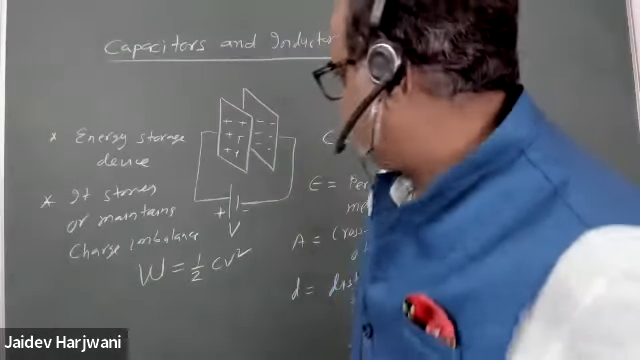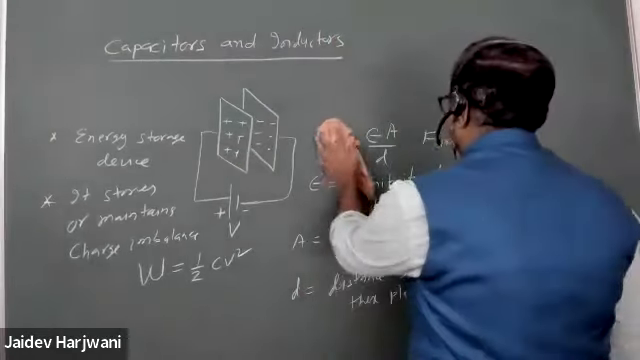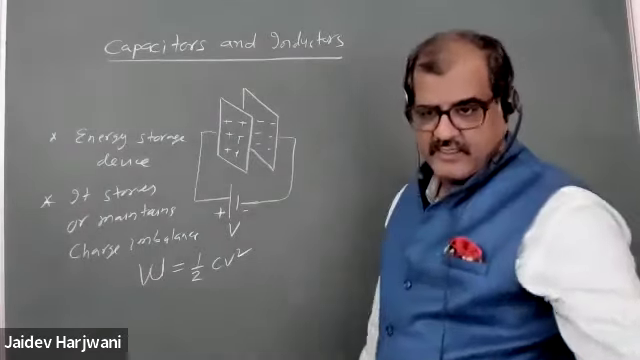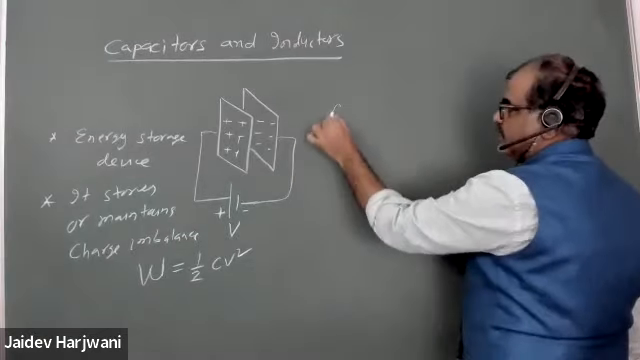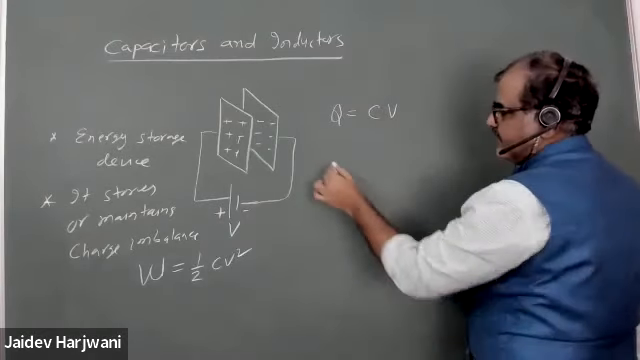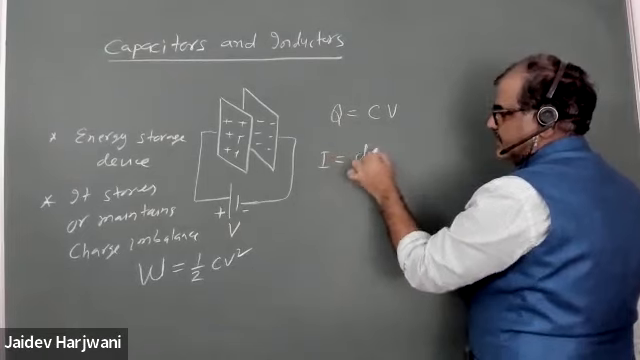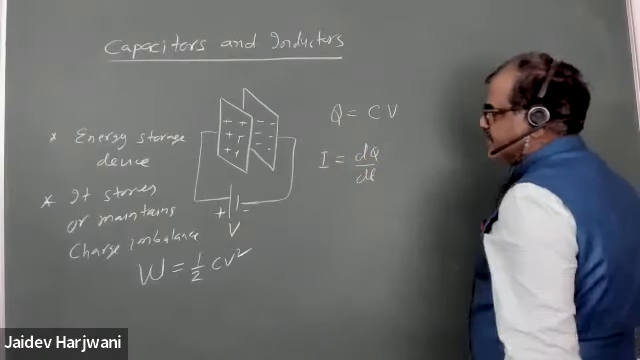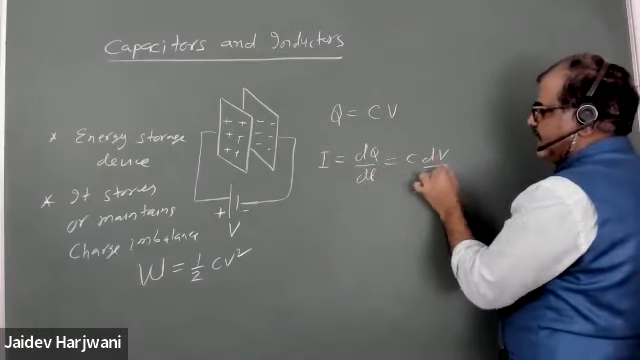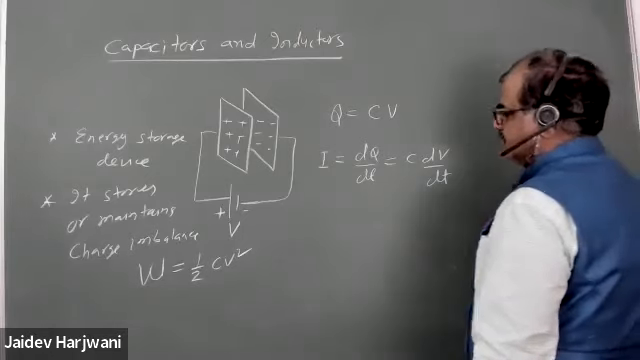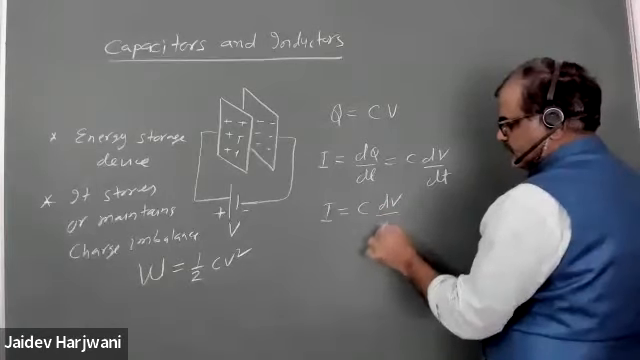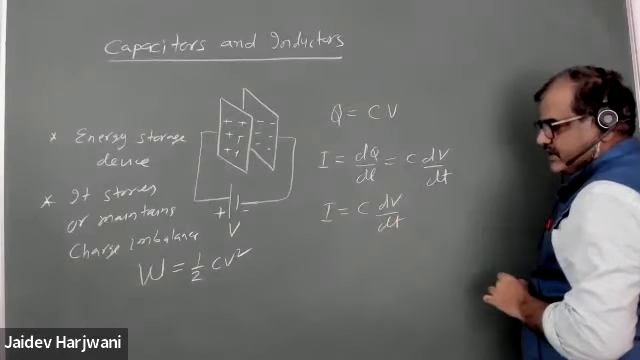Now we also know the relation between charge, voltage and capacitance. Q is given by C V. Now if I want the current passing through the capacitor, I can simply differentiate this: I is equal to dq by dt. This will give me C dV by dt.